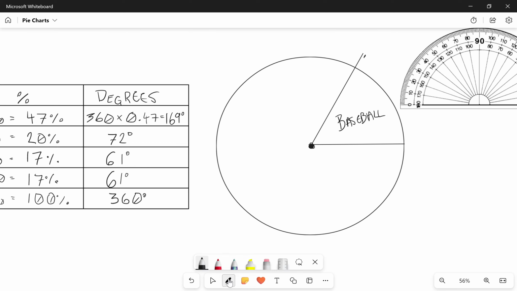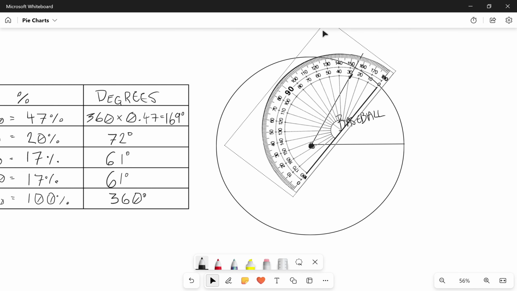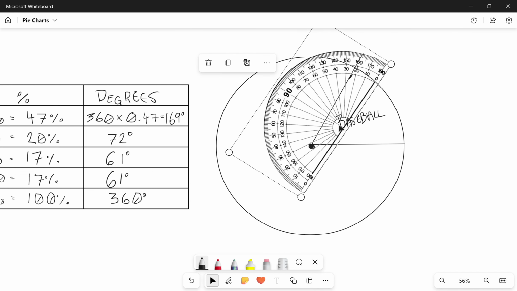Okay. Now I am going to continue. I'll delete this stuff up here. It doesn't want me to delete that line. That's okay. What are you going to do? Nothing's going right today. We've got another 61 degrees. So I'm not going to take my protractor and realign it with that. I'm going to align it with my new line where I left off before. So I'm actually going to rotate my protractor so that the 0 is right on my new line.